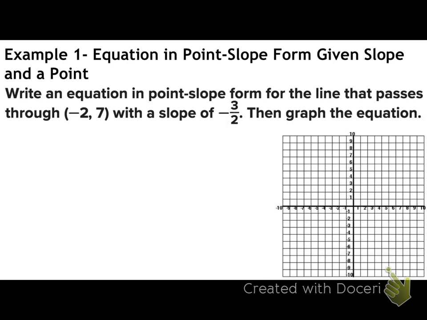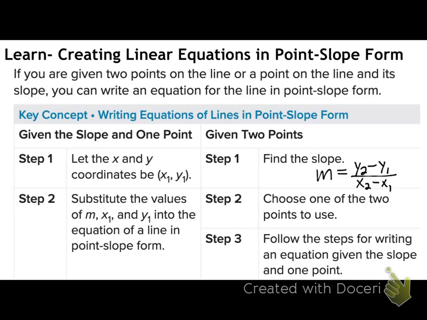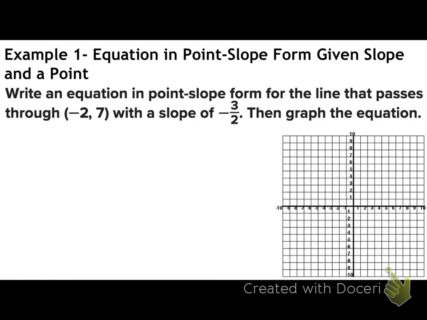Example 1. Write an equation in point-slope form for the line that passes through negative 2, 7 with a slope of negative 3 halves. Then graph the equation. So, which information are we given? Are we given the slope and 1 point, or are we given 2 points? The first one. We're given a slope and a point, and it wants an equation in point-slope form.